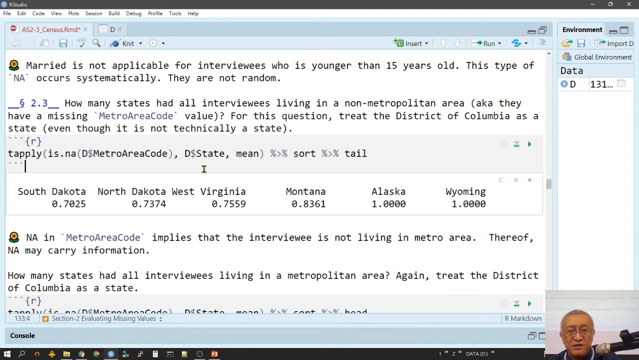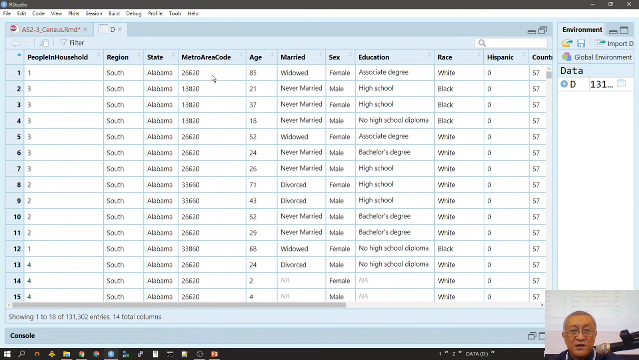Now, see, in the data set, there's a variable called metro area code. If the interviewee is not living in the metro area, then this field will be NA. You must live in the metro area to have a metro area code. So this type of NA is not random. It actually carries information. NA does not mean that there's no information. Sometimes NA has a meaning. In this case, that NA means this interviewee is not living in the metro area.